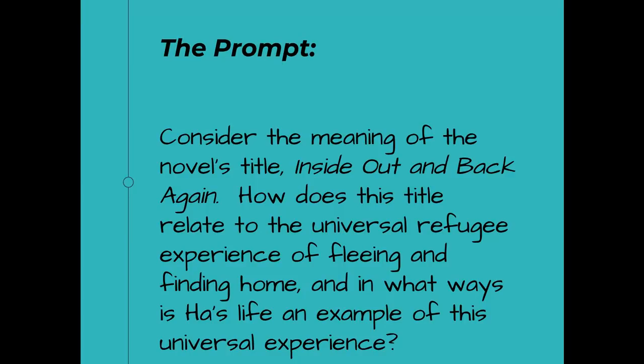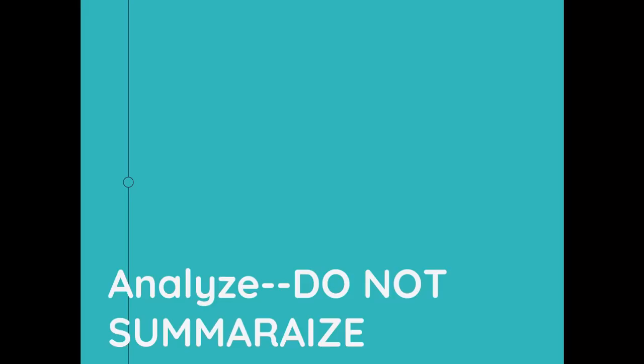So you're going to need to think about those characteristics that we've talked about for a refugee's experience when they're fleeing home, when they're finding home, when their lives are being turned inside out, and when their lives are being turned back again. So you're going to focus on Ha and how her life specifically is an example of this universal experience.